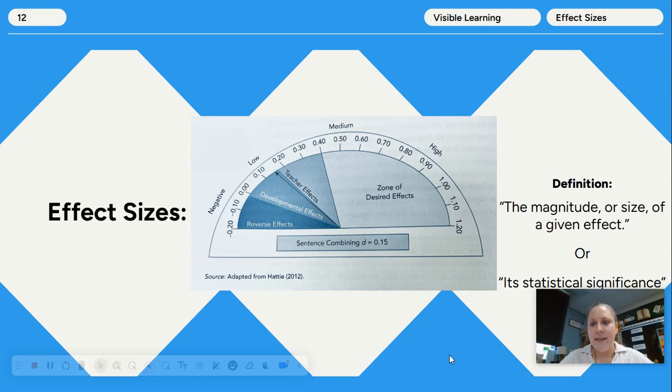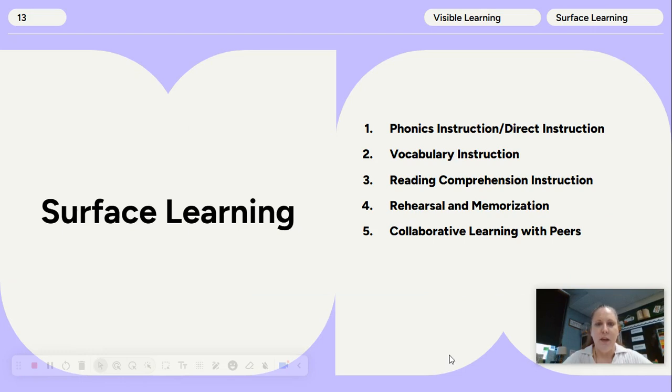So effect size is the magnitude or size of a given effect or the statistical significance. So based on all of the research that Hattie and others have done, what is the statistical significance of that strategy? So here are the parts of surface learning: phonics instruction and direct instruction. With Open Court and our math instruction, direct instruction, we have a strong foundation there. So I'm not going to spend a lot of time with our phonics instruction and direct instruction.